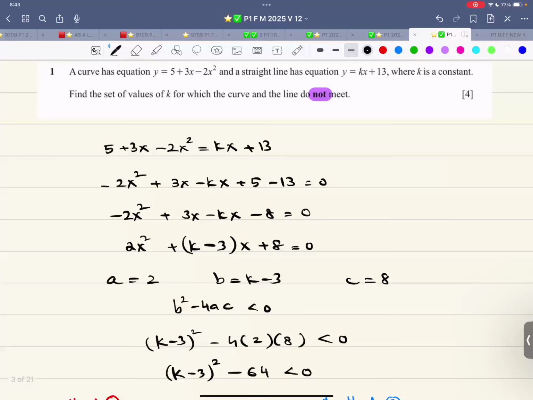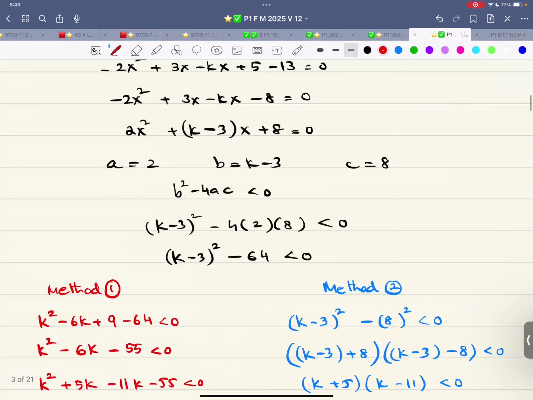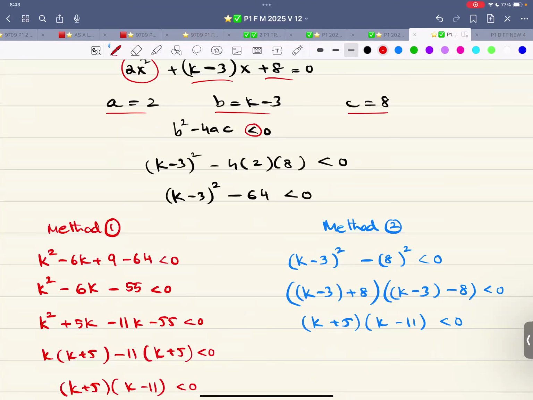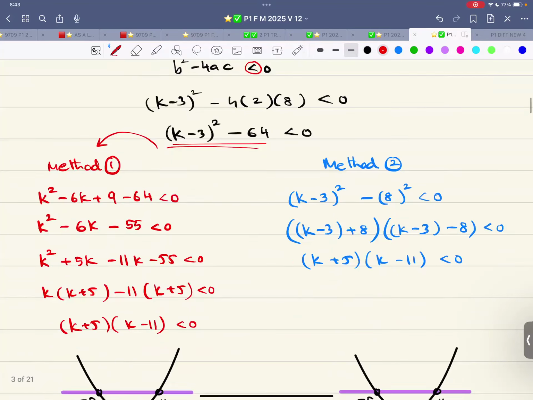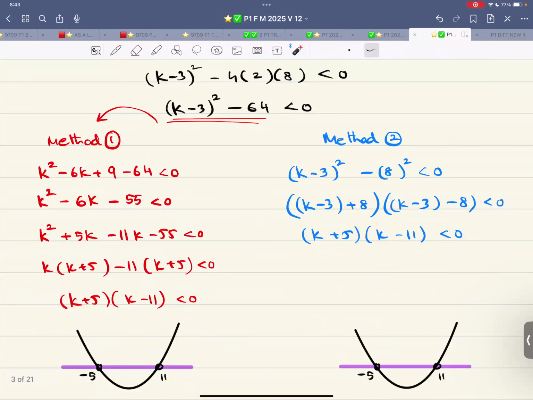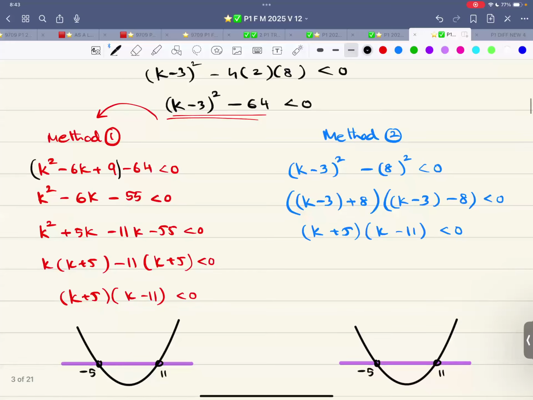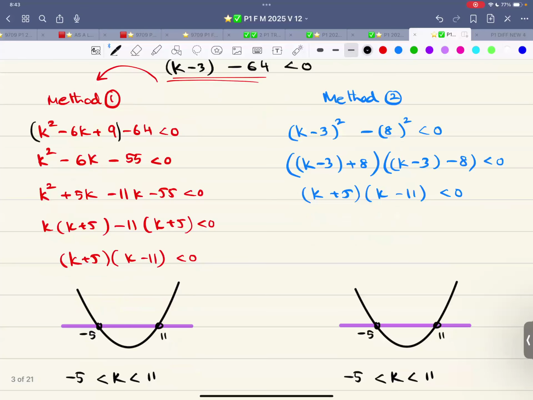Simple working as usual, that is, get rid of y and make a single equation. So y equals this, y equals this, make a single equation. Isolate a, b, and c, b squared minus 4ac less than 0, and you get this thing. Now, this is the normal way that people try, which is expand k minus 3 whole squared. Let me put a bracket over here. This is k minus 3 whole squared minus 64. You get this thing. Then you do middle term factorization.